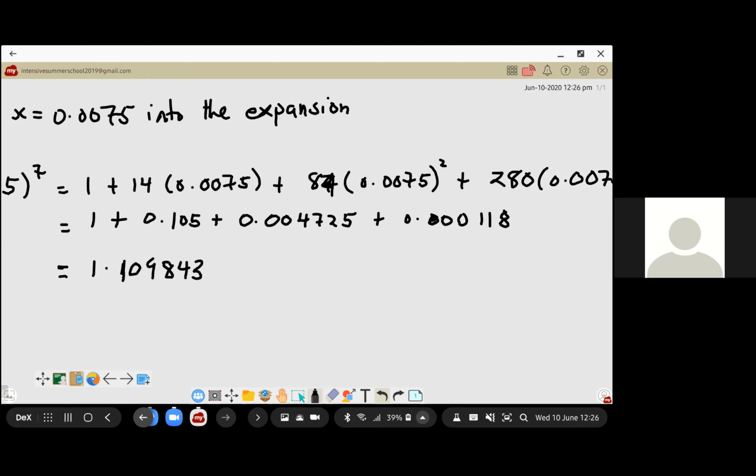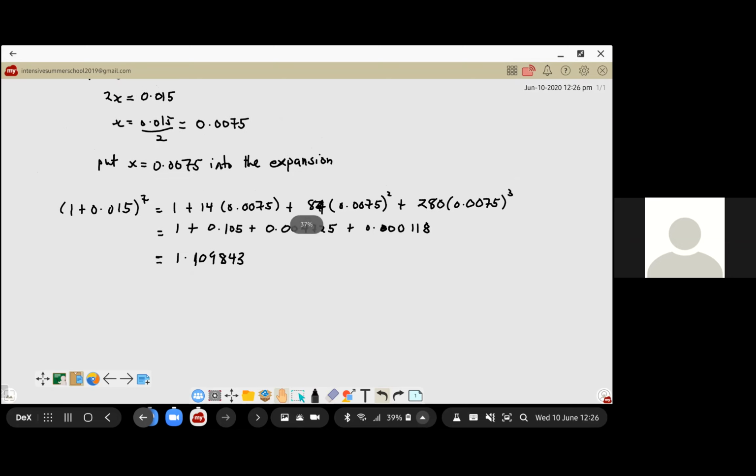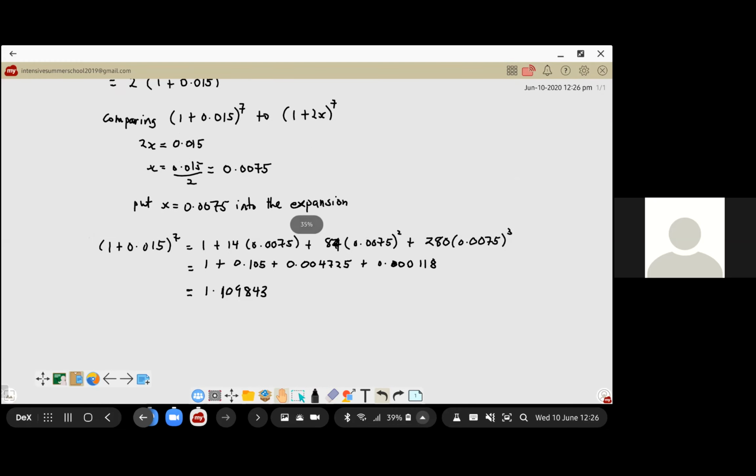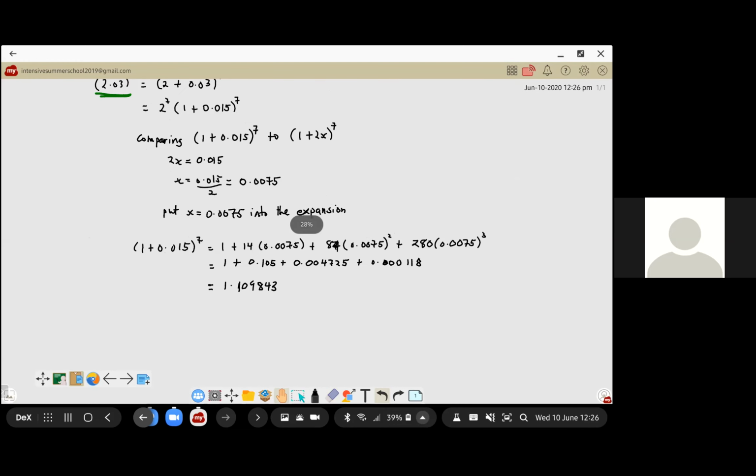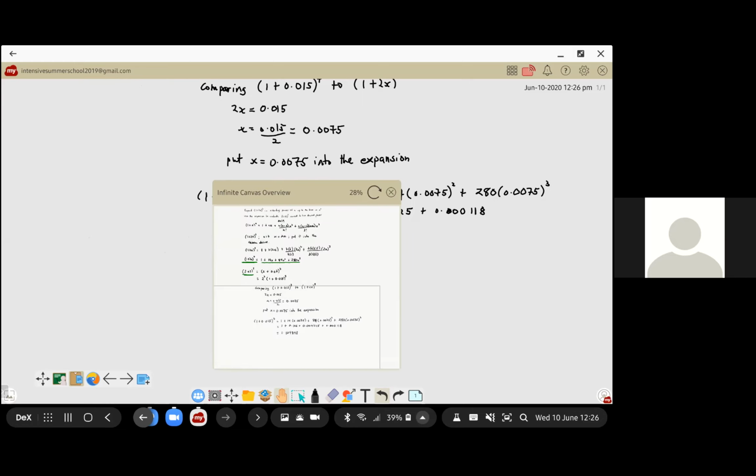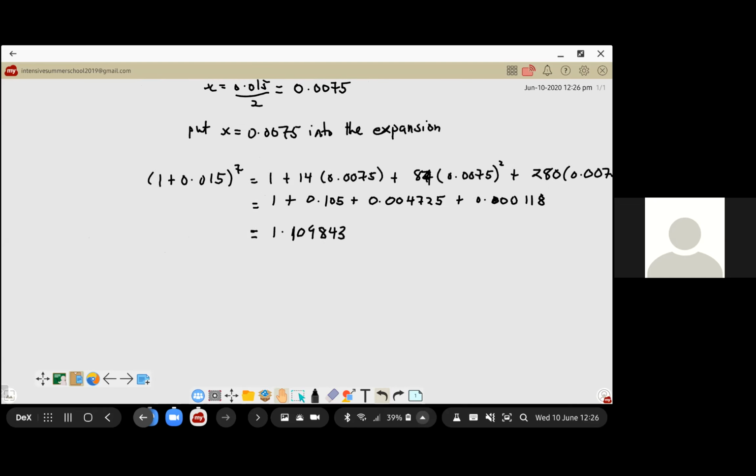But remember that the expansion we are supposed to do is 2 to the power 7. We broke it down to 2 to the power 7 into brackets 1 plus 0.015 raised to the power 7. What we've done is 1 plus 0.015 to the power 7. So we have to come back and then do the 2 to the power 7 times that.